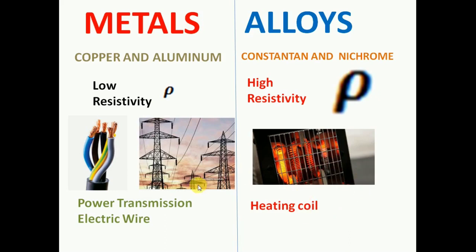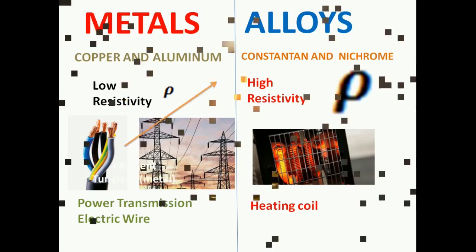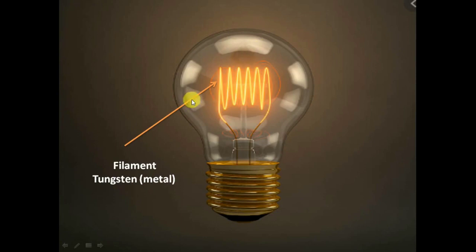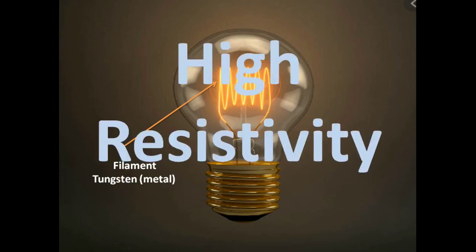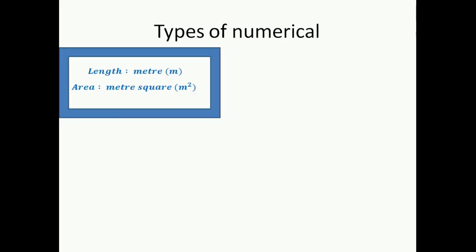high resistivity. So if the question comes, why is copper used in power transmission, you have to say because it has low resistivity. One more example I'll take is the filament of bulbs, which is made out of tungsten, and you can say why: because it has high resistivity. For resistivity, you may get three kinds of numericals. In one kind, length will be given in meter and area will be given in meter square, all in SI unit.